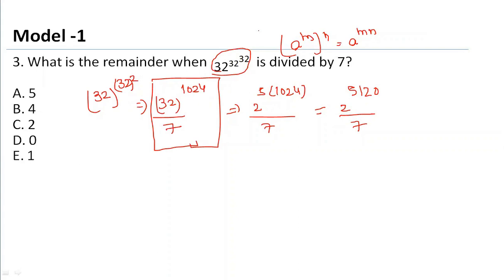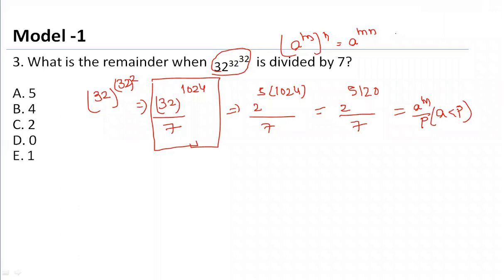Are you clear with the information, guys? They have given 32 power 32 power 32. Applying the logic of a power m whole power n, I wrote it as a power mn. So that you can write it as 32 power 32 square, which is 1024. If you want to continue with the question, you can continue, guys. Otherwise, the 32 also you can write as 2 power 5. So this is the final question, where this is in the format of a power m by p and a is less than p.